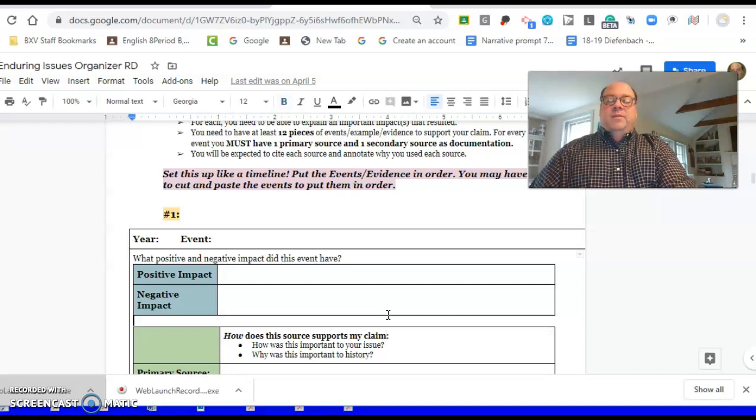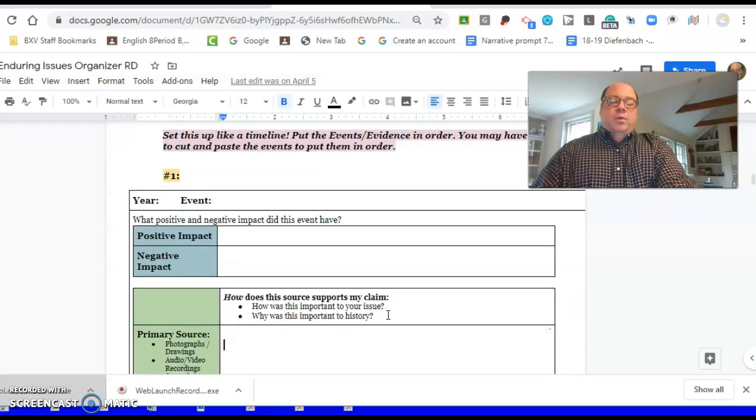So positive and negative impact. Again, you're describing positive and negatives. You're not making an assumption. You're putting in a specific fact. Now, how does this source, how is this supported? How is this important to your issue? Why was this important to your issue? Those are good questions. Answer those in that box.